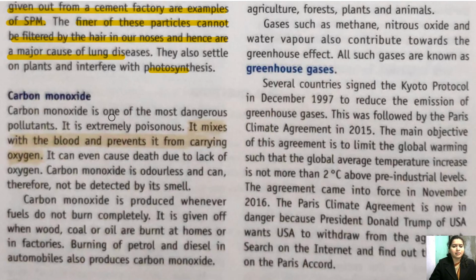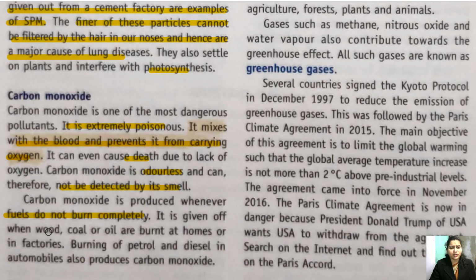All right. So carbon monoxide is one of the most dangerous pollutants. It is extremely poisonous. It mixes with the blood and prevents it from carrying oxygen. It can even cause death due to lack of oxygen. Getting it? Carbon monoxide is odorless and can therefore not be detected by its smell. That is why it is dangerous. हम कार्बन मोनोऑक्साइड को ना स्मेल नहीं कर सकते, ना हम उसको देख सकते हैं, इसीलिए ये डेंजरस है. Carbon monoxide is produced whenever fuels do not burn completely. That same thing I have just now told you, that is incomplete combustion.